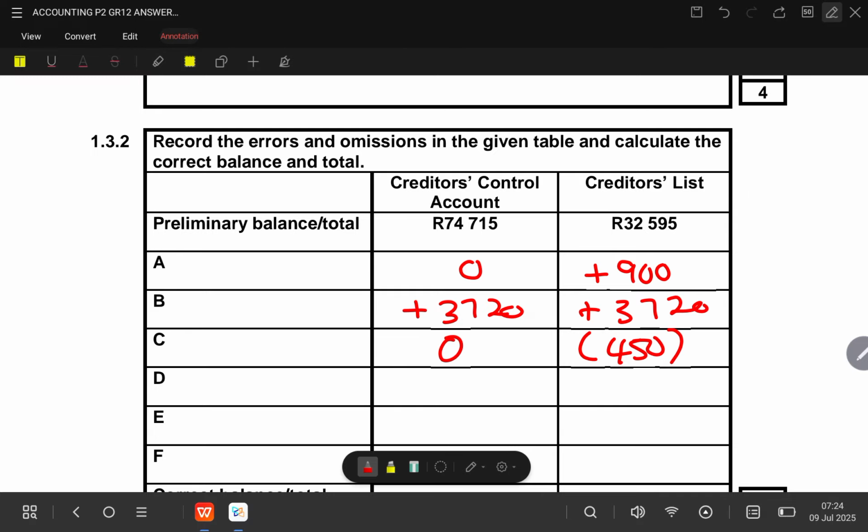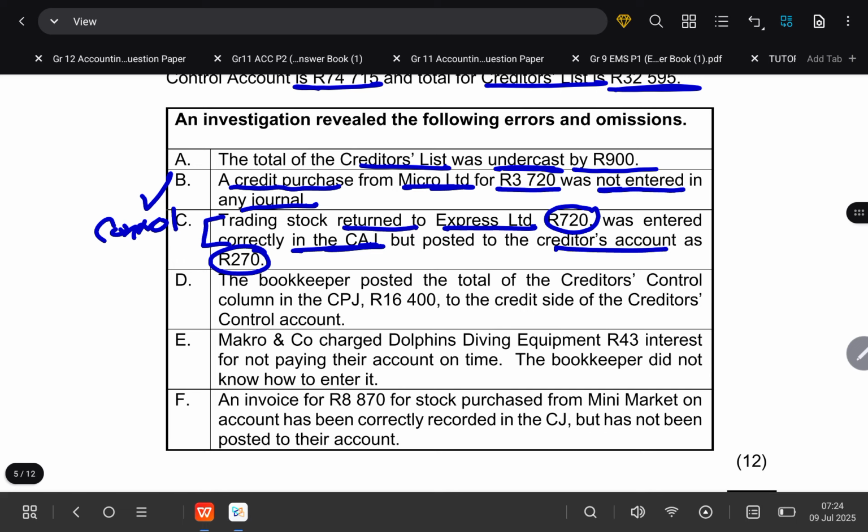Okay, very important. And then next, they're saying that the bookkeeper posted the total of the creditors control column in the CPJ, which is 16,400, to the credit side of the creditors control account.